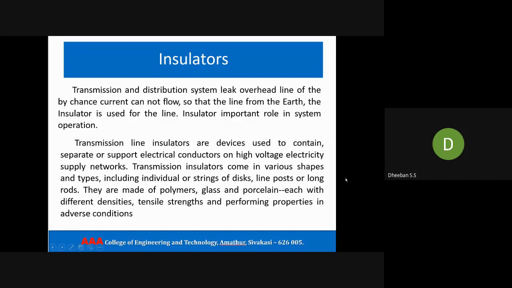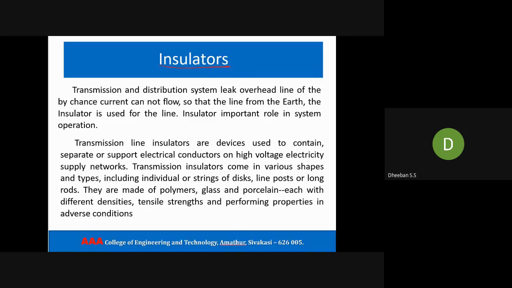Okay. So in lecture 4, we will be dealing with insulators. The title of Unit 3 is mechanical design of overhead lines. In this unit, we have seen about the sag, and sag we have completed. Another important topic in this unit is the insulators. You have to know about the insulators.